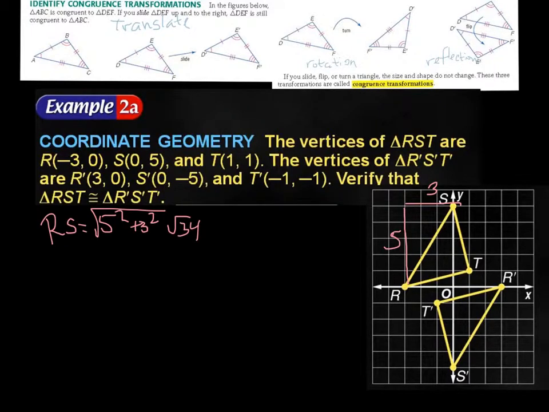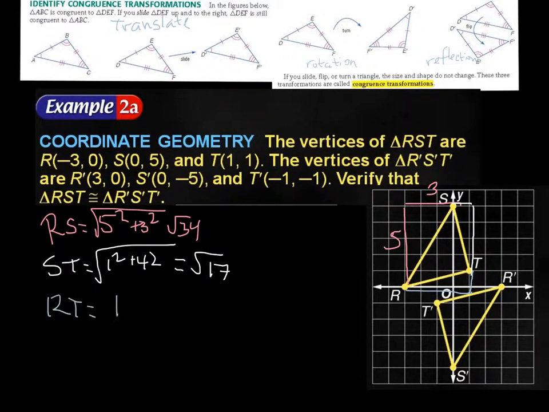For ST, I've got 1 and 1, 2, 3, 4. 1 squared plus 4 squared. So that's going to be square root of 17. And for RT, I've got 1 and 4 there also. So, surprise, surprise, we have square root of 17 again.